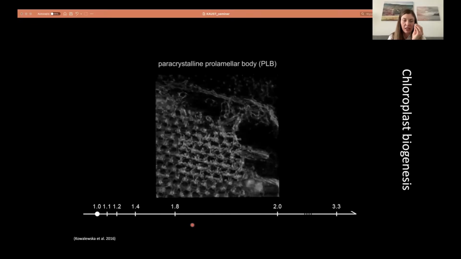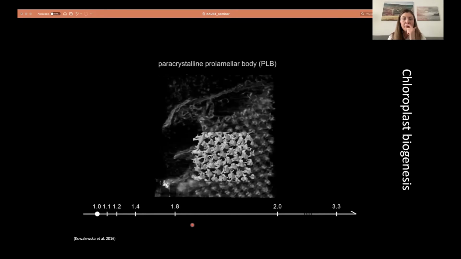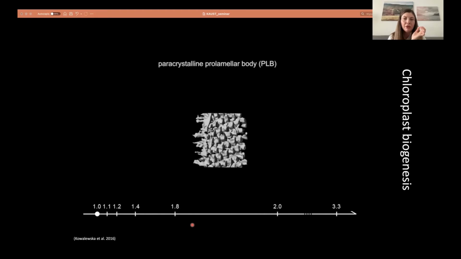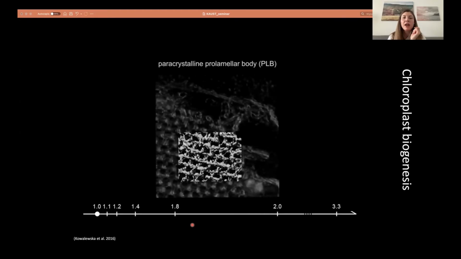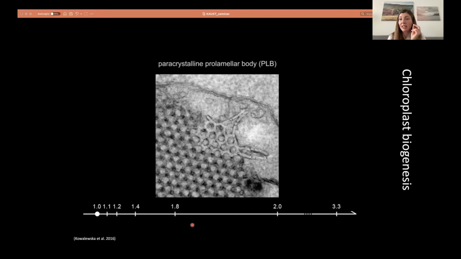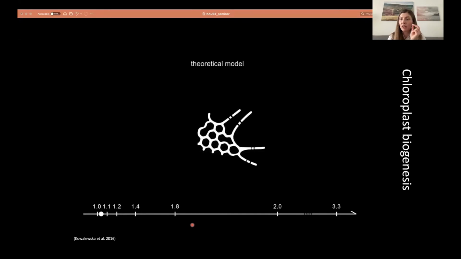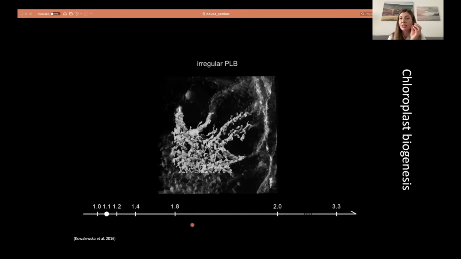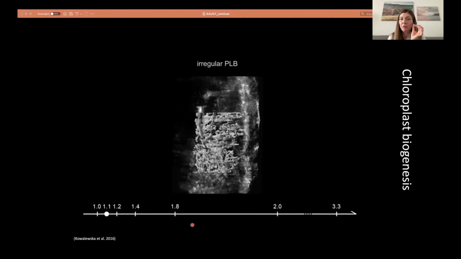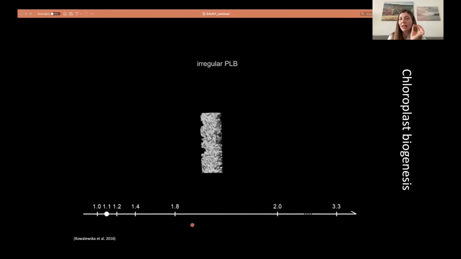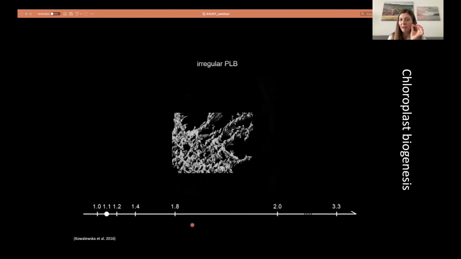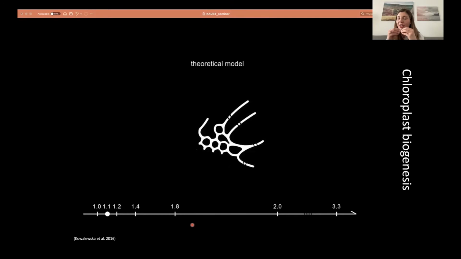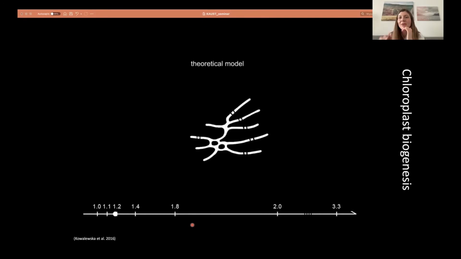So first, you can see the reconstruction of the 3D structure of the periodic prolamellar body. And when the light is switched on, immediately, even after 10 minutes, we can see the loss of the paracrystallinity. However, we did not observe any disruption into vesicles, and this structure directly transformed into the lamellar phase. So even at this very, very first step of the chloroplast biogenesis, the structure is already lamellar.